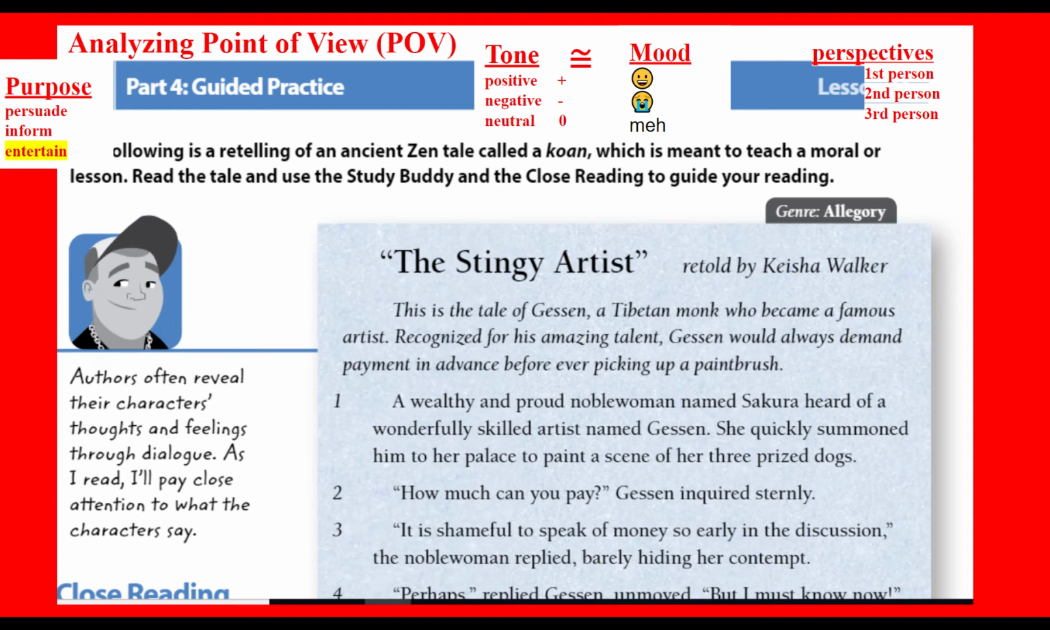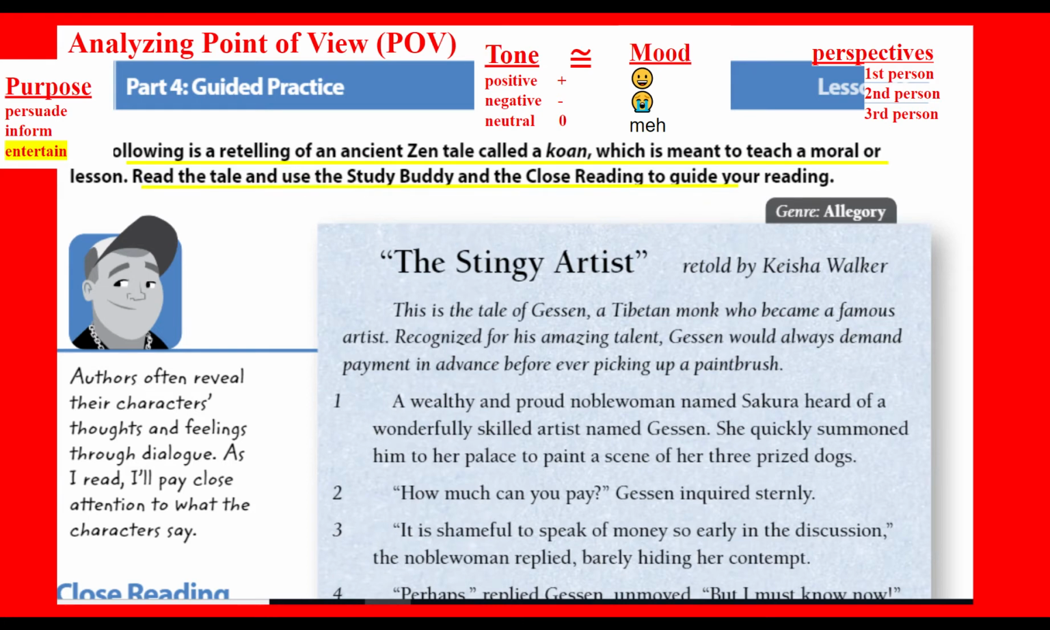Mood is how you, the reader, feel when you are reading a text. So think tone is the author's word choice, mood is how you feel when you're reading it. So keep that in mind. All right, so the next thing we're going to do is look at our directions.